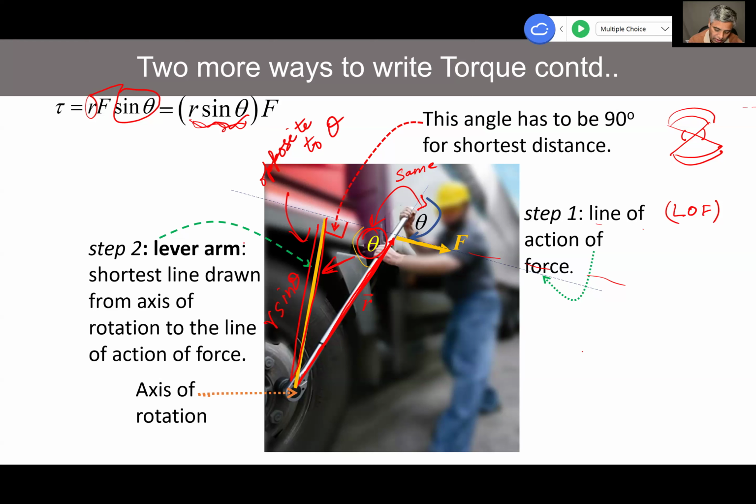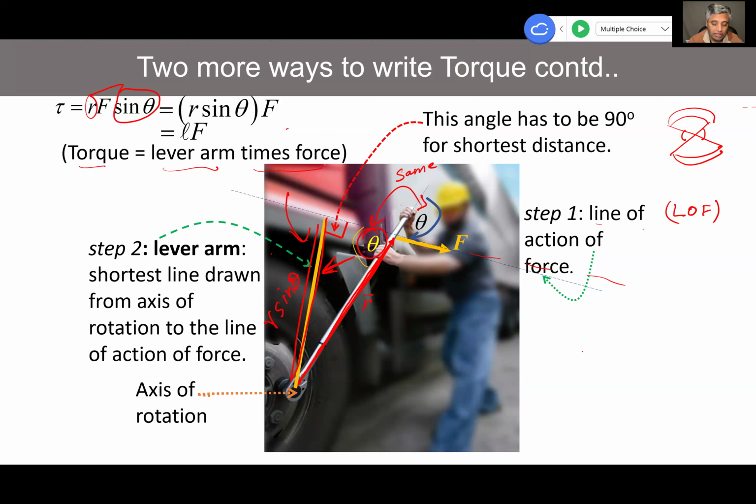That is called the lever arm. So that's what I'm doing here. If we write it like that, then torque is simply lever arm times force. You figure out what the lever arm is and multiply that by force, you have torque. Knowing how to find the lever arm in different kinds of situations, and how the force is acting, is important. Why? Because it's more general. You can use this technique in any situation. So that's what we're going to be practicing.